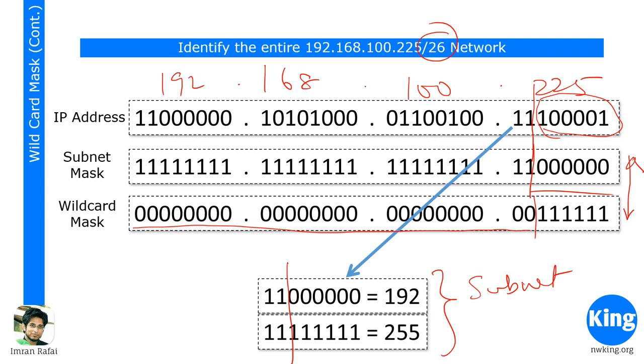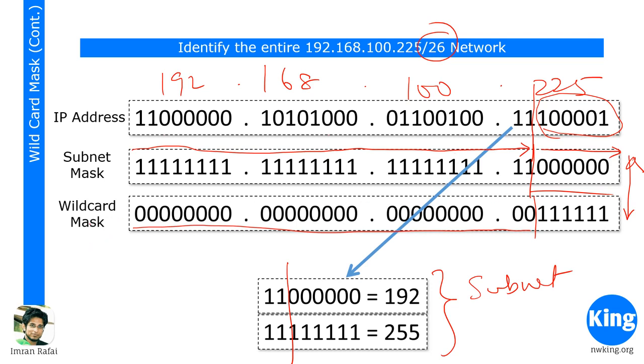Because in wildcard mask, unlike subnet mask, you have a rule that subnet mask will always start with a series of ones, then it will have a series of zeros. You can never have a subnet mask where you have a few ones and then a few zeros, and then a few ones and then a few zeros. No, that is not a subnet mask. Subnet mask will always be a series of ones and a series of zeros.